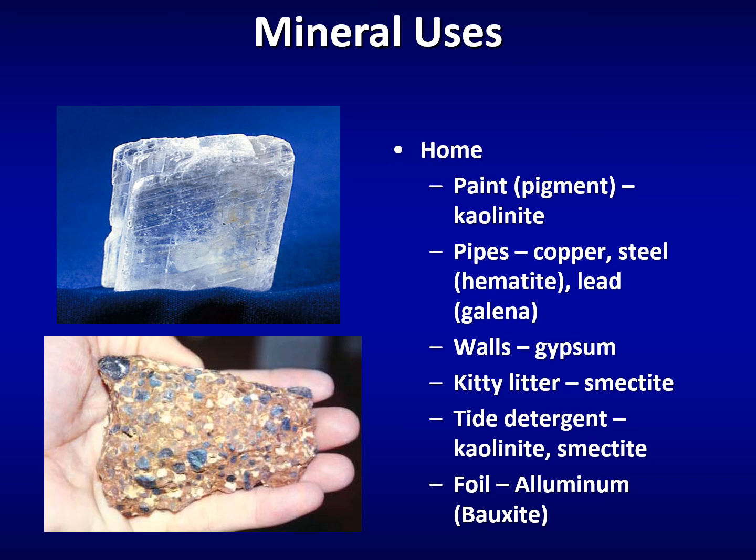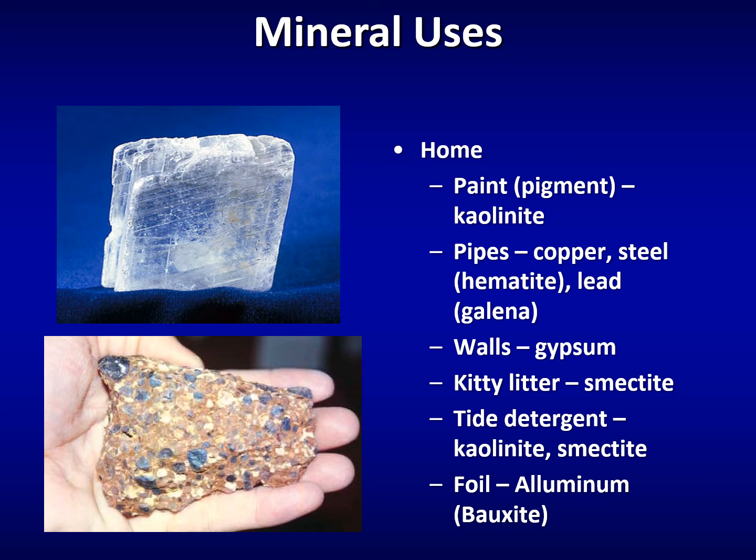Paints have kaolinite in them as part of the pigment. Our pipes have copper and steel and lead. Walls are made from gypsum, which is the drywall that we have. That's actually a mineral in between two pieces, in between paper.